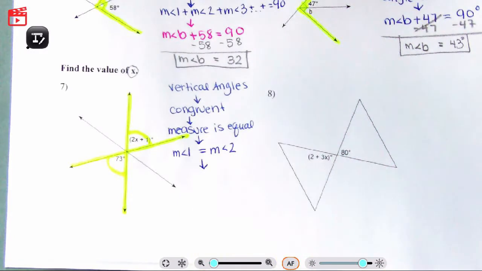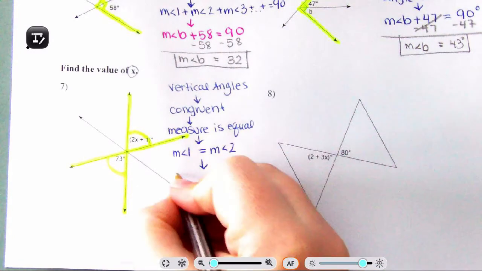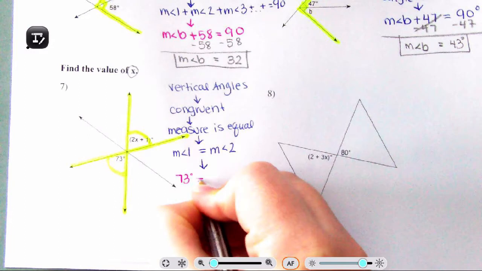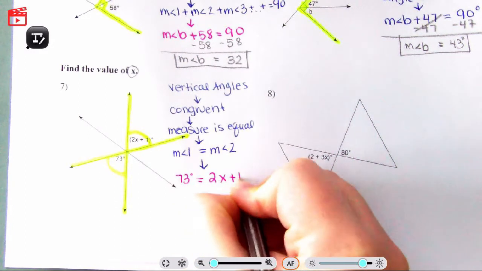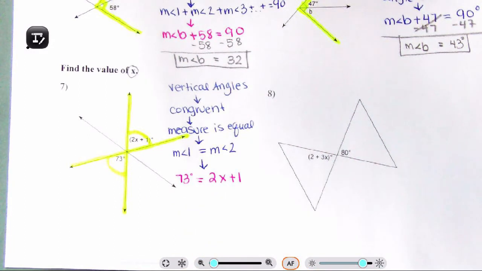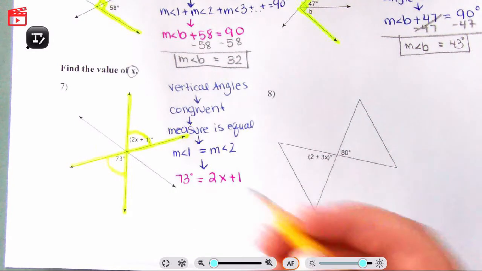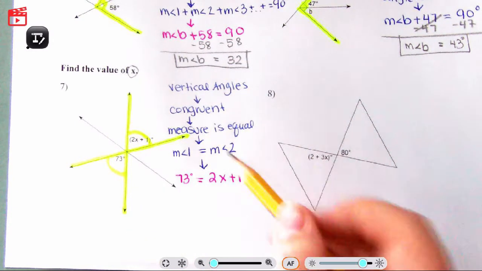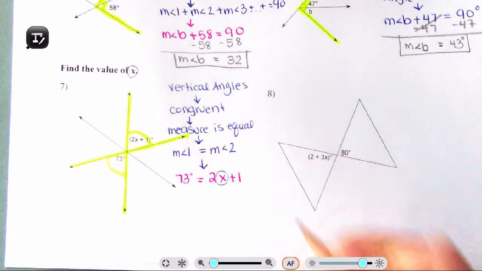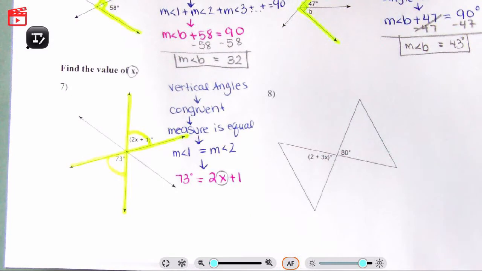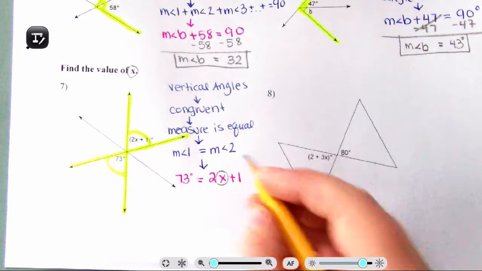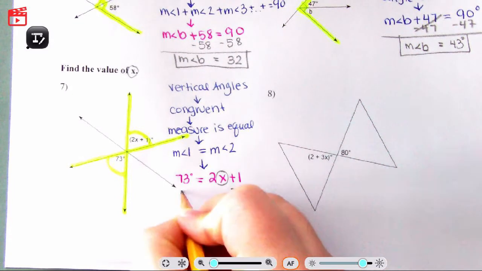And in our case, what does that mean? That means 73 degrees is equal to 2x plus 1. And now since we have an equation that's been set up, we can go ahead and solve for the value of x, which is what we are tasked with. Put your x in a bubble. It's reverse PEMDAS, so we want addition and subtraction to go away first. Since I have addition, I'm going to subtract 1.